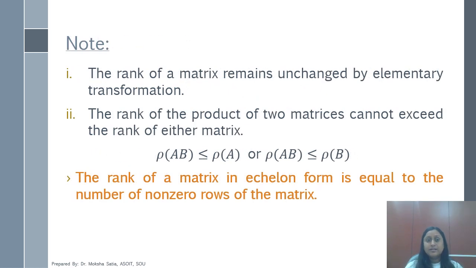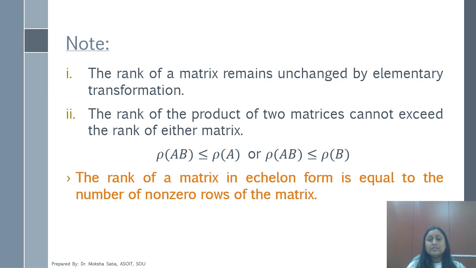Note that the rank of a matrix remains unchanged by elementary transformation. Also, the rank of the product of two matrices cannot exceed the rank of either matrix. That means if I multiply matrix A and B, the rank of AB will not exceed rank of A and rank of B. Symbolically, we can write rank of AB is less than or equal to rank of A, or rank of AB is less than or equal to rank of B.